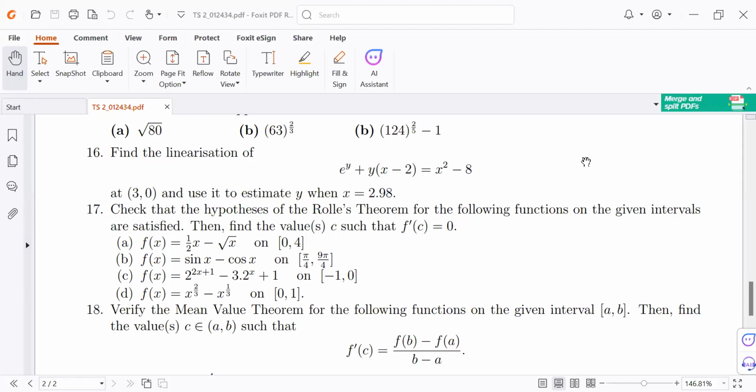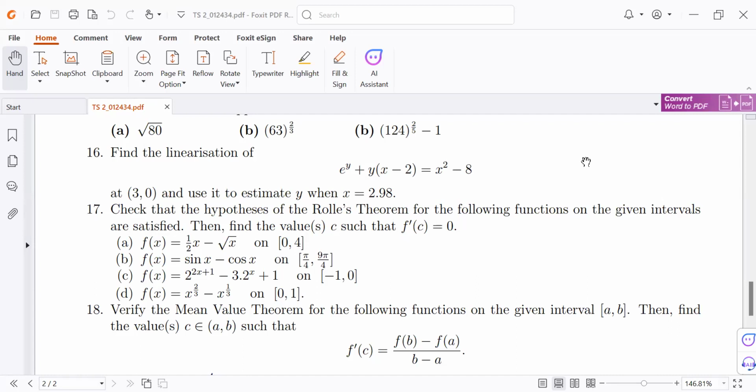Question 17 says, check that the hypothesis of the Rolle's theorem for the following functions on the given intervals are satisfied. Then find the value or the values c such that f prime of c is equal to 0.